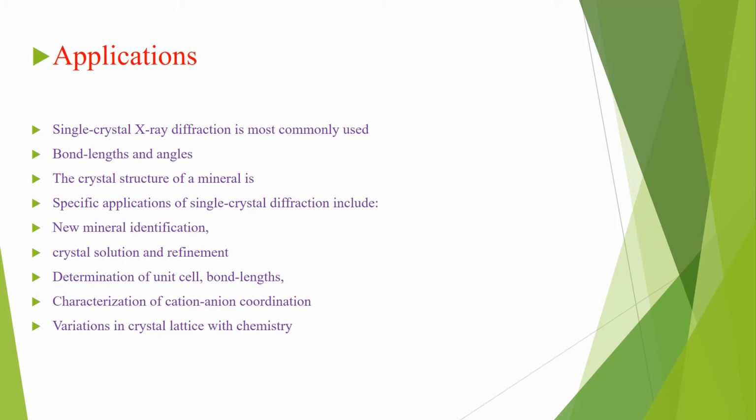Second is the determination of the unit cell, bond length, bond angles, and site ordering. By using this single crystal X-ray diffraction technique, we can determine the unit cell of that crystal. We can also determine the bond length, the distance between the atoms, and the bond angles at which certain atoms are attached to one another, and their site ordering.